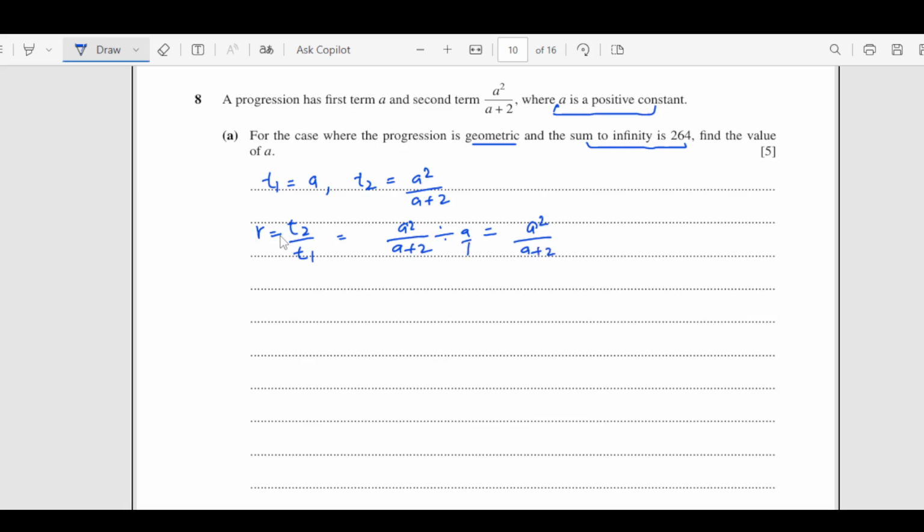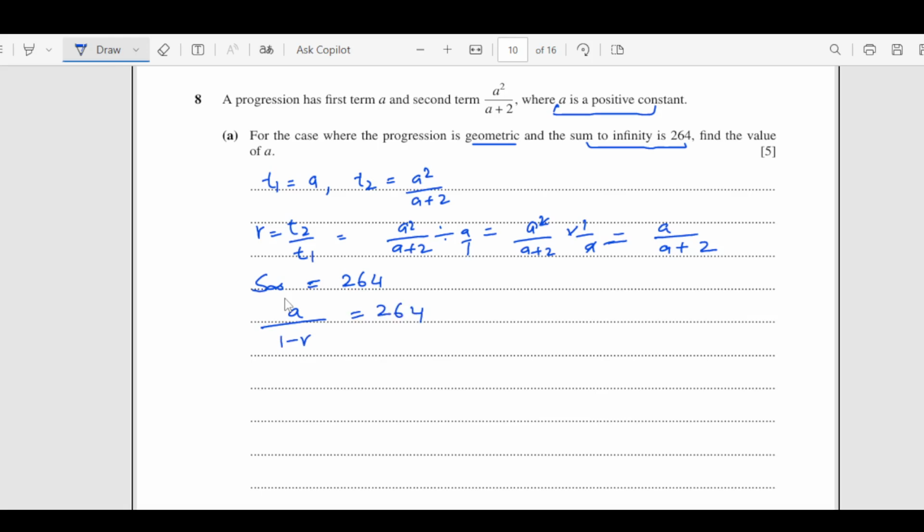This is divided by a over 1, so this will become 1 over a. So this a will be cancelled, and we get a over a plus 2. This is the common ratio. Now we are given S infinity is 264. The formula of S infinity is a over 1 minus r, which equals 264.